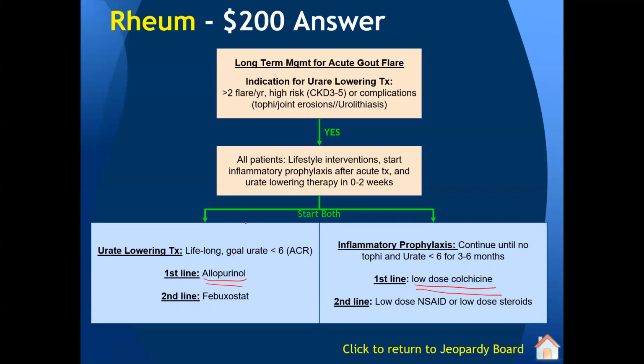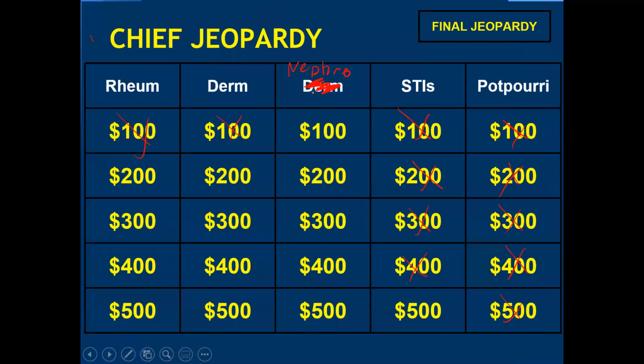The question is always, when do you stop? You want their goal urate less than 6, but you will never stop the urate lowering therapy. They'll stay on allopurinol for life. For the inflammatory prophylaxis, once you get the urate lower than 6 for about 3 to 6 months, you think they're not going to have another flare, you have their urate under control, and then you can discontinue the colchicine. That's long-term management of gout, and I see gout all the time on JHAP and things like that, so knowing this can be very helpful. And they almost always get it for the CKD3, I feel like. All right, that was room 2.